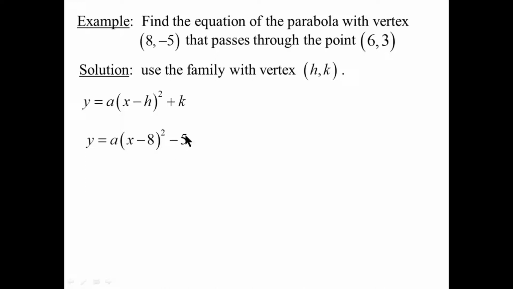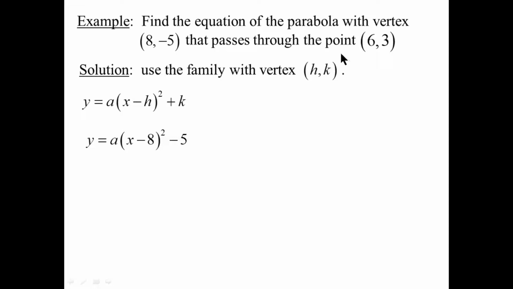Checking, when we state the vertex of this, we would change the sign, leave the sign. It's a good motto when stating the vertex: change the sign, leave the sign. So if someone was asked, what's the vertex of this parabola, one would say (8, minus 5), which is what we want.